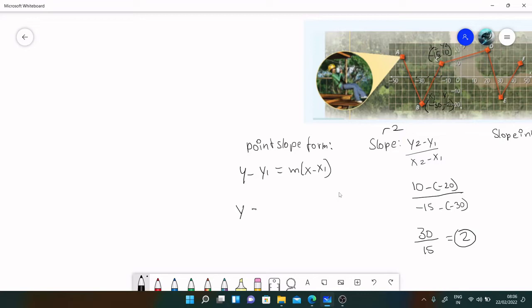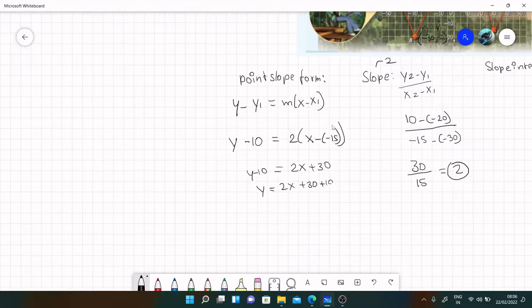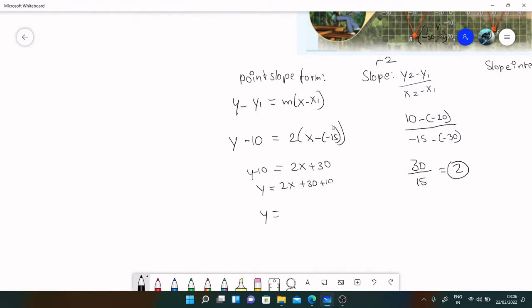Y minus 10 equals 2 into x minus minus 15. So 2x, that will be 2x plus 30. Y minus 10, so y equals 2x plus 30 plus 10. That's y equals 2x plus 40. If you notice, this is actually in the slope intercept form. Slope intercept and point slope form give you this kind of an answer.